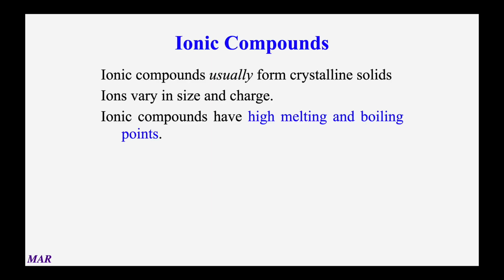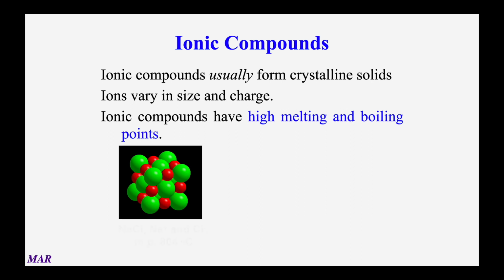Wow. Ionic compounds usually form very crystalline solids, which means you can actually see little corners on them. If you look carefully at table salt, you'll see it. You'll also see it on other types of solids too. The ions do vary in size and charge, but generally speaking, because those ions go on in three dimensions, you're generally going to have very high melting and boiling points. So it's difficult to melt things and boil things.